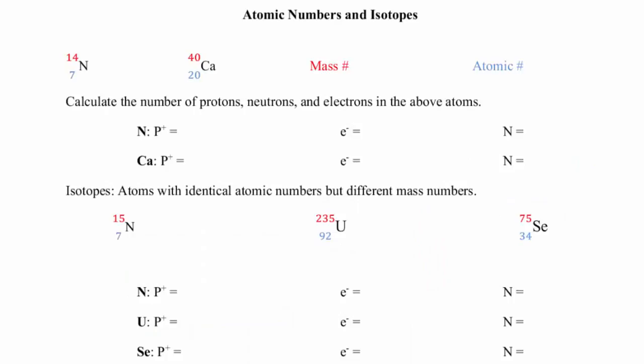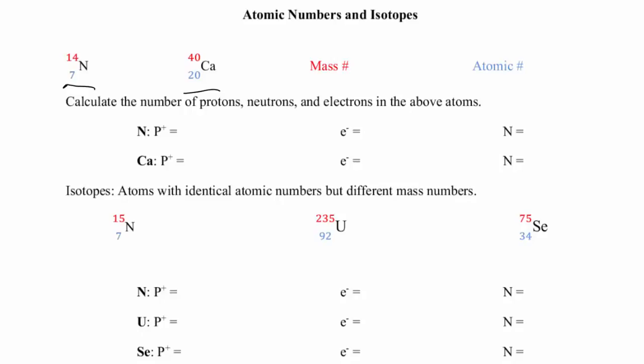Now we can see how atoms and their symbols are written. We normally see atomic numbers written as I have in these first 2 cases. The symbol, which is denoted by a letter, represents the atom. The number on top in red represents the mass number, which is equal to the number of protons plus the number of neutrons. And the number in blue on the bottom is the atomic number, which is equal to the number of protons, which is also equal to the number of electrons.